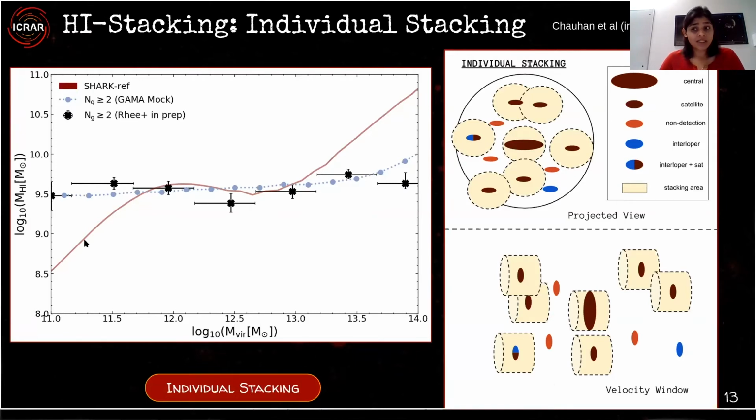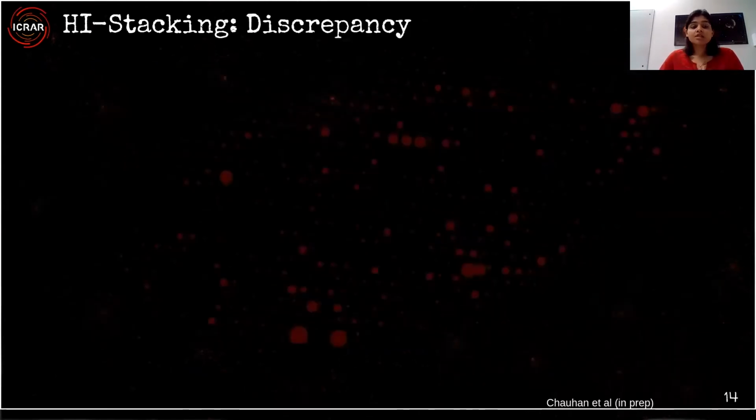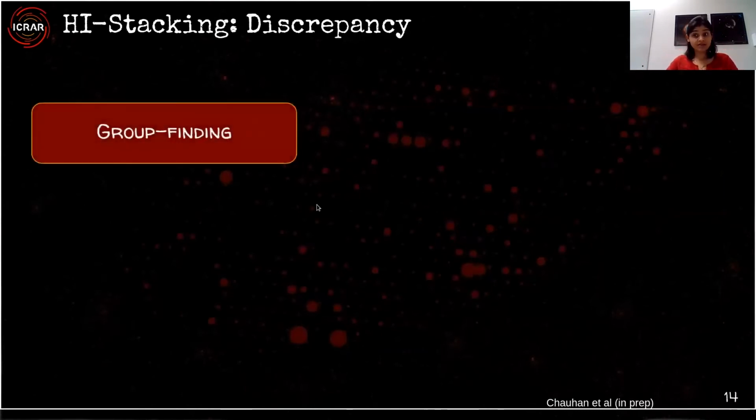So we went into thinking, why is it that we are losing or washing out this feature of the H1-HM relation, and why are we not able to recover the actual, underlying shape that we've seen over here? So what is the cause of this discrepancy? Well, we think there are three factors that could be causing it. First, group finding. Maybe we are not able to find all the groups, or maybe we are a bit lacking on that aspect.